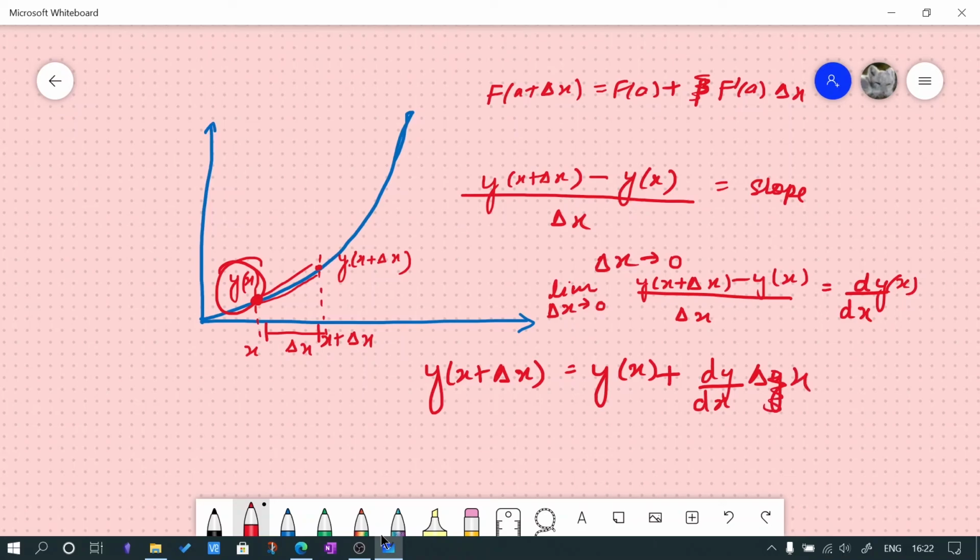And why do we multiply by delta x? Because it would give the change in y for the change in delta x, since dy by dx is the rate of change in y for a given change in x. So by multiplying by delta x, we'll be calculating the change in y. So the initial y plus the change in y will give you the final position of y. This is the equation.